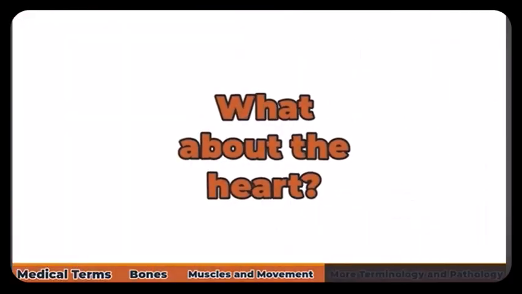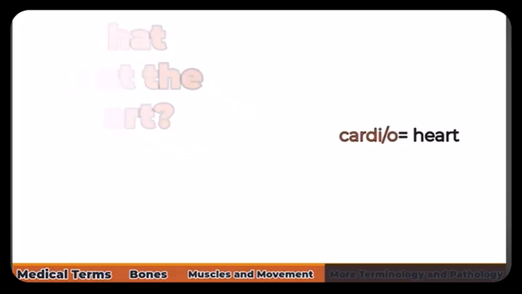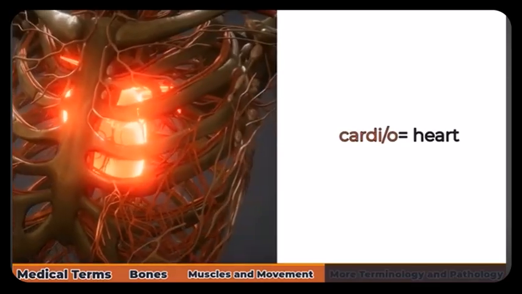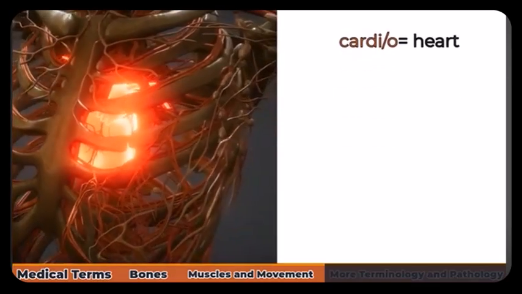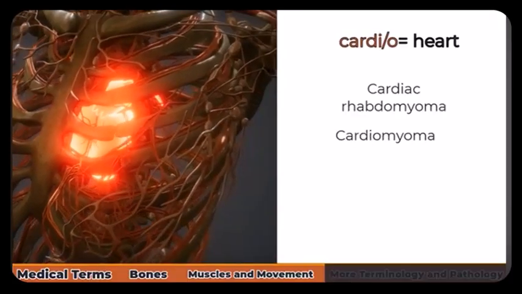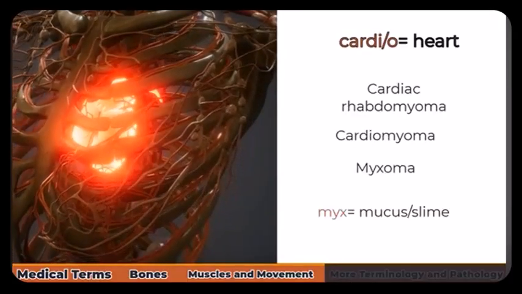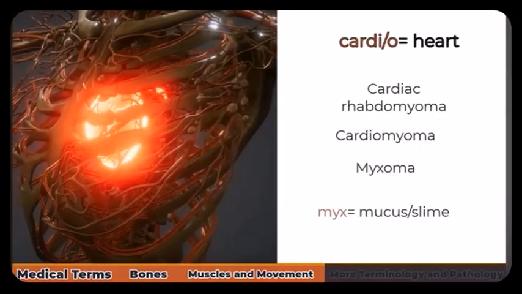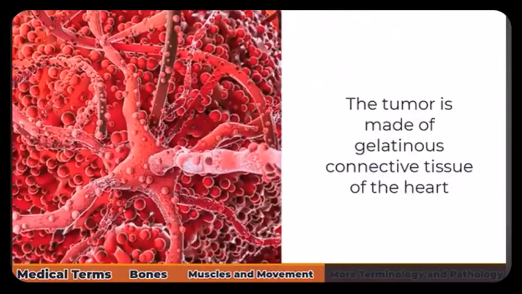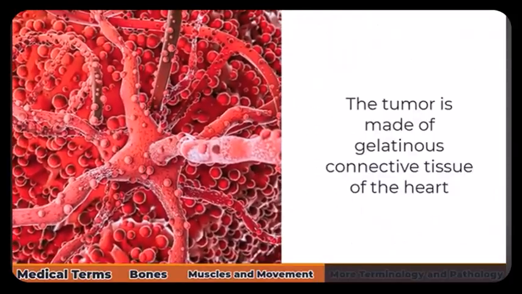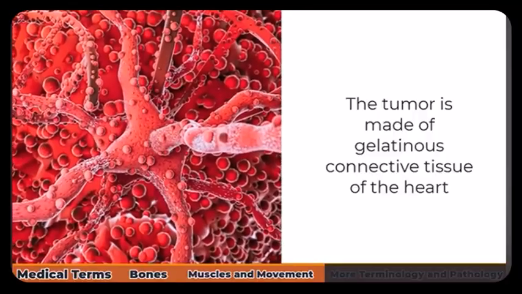I didn't forget about the heart. Do you know what a tumour in the heart is called? Like everything else in medical terminology, it goes by a few names: cardiac rhabdomyoma, cardiomyoma, and even a myxoma. Myx means mucus or slime. That's because this type of tumour is primarily composed of gelatinous connective tissue.